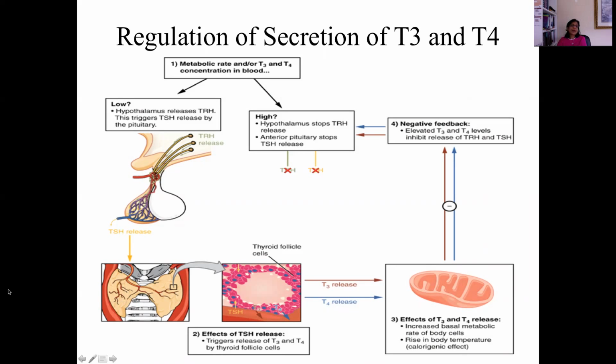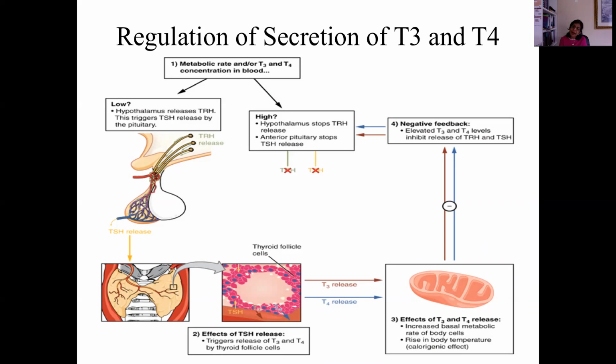So TSH binds to TSH receptors on the follicular cells, and many steps in the thyroid hormone production are activated, and that is how we would see the production of T3 and T4. And the relationship between TRH, TSH, and T3 and T4 is regulated by a very nice negative feedback mechanism.